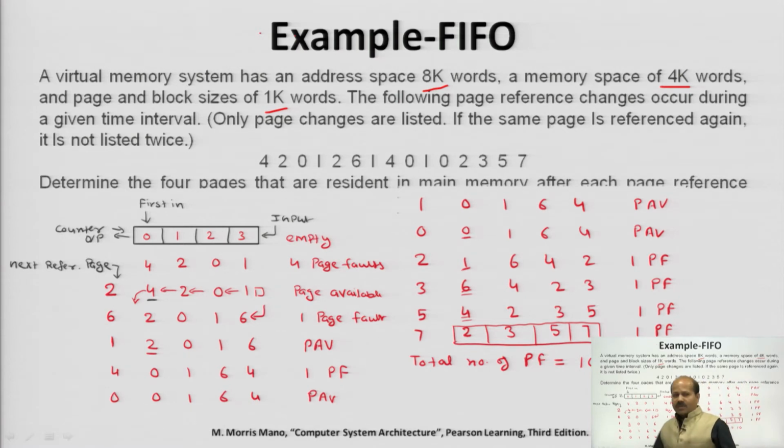So, let us run this algorithm and try to understand how pages are replaced or referenced in this particular case using FIFO, first in first out. Here you can understand there are 4 pages that can reside at a time, because 4K word is the memory space capacity. Only 4 pages can reside in this memory area. So, obviously only 4 entries will be there in the queue, the first in first out stack.